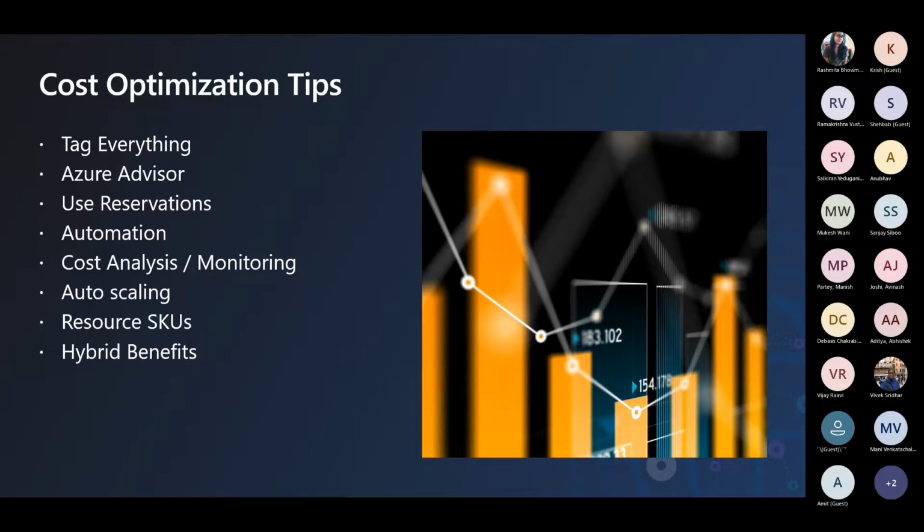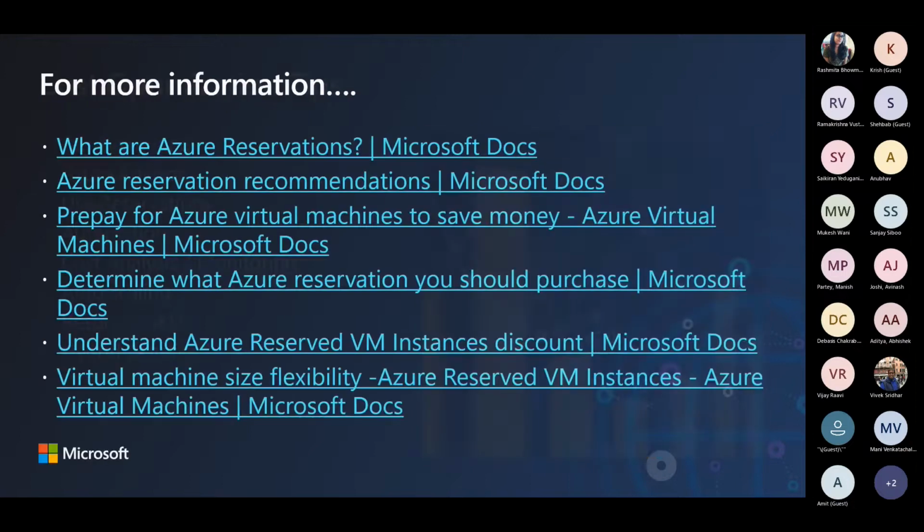So that is pretty much what I wanted to cover on cost optimization. I know I probably talked about a lot of things in a short span of time, but I would definitely recommend you read more about cost optimization as part of the Azure WAF, or Well-Architected Framework. And here are a couple of links which help you better understand reservations and how they can be used effectively.